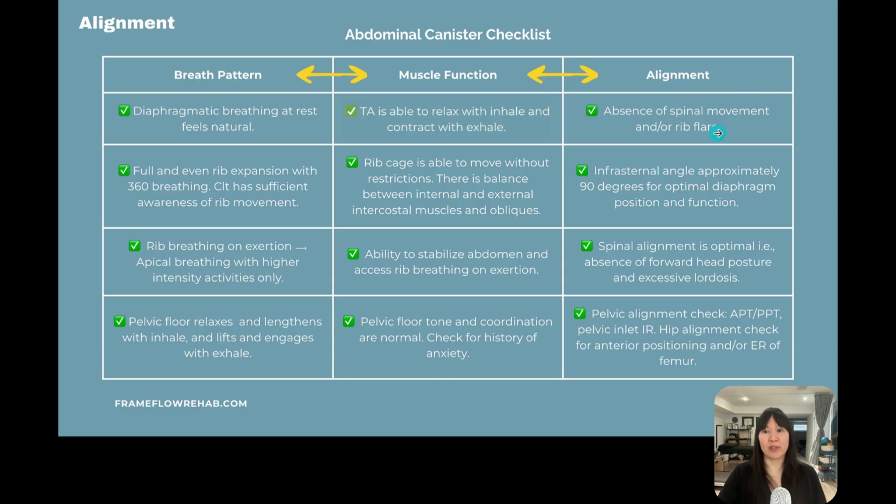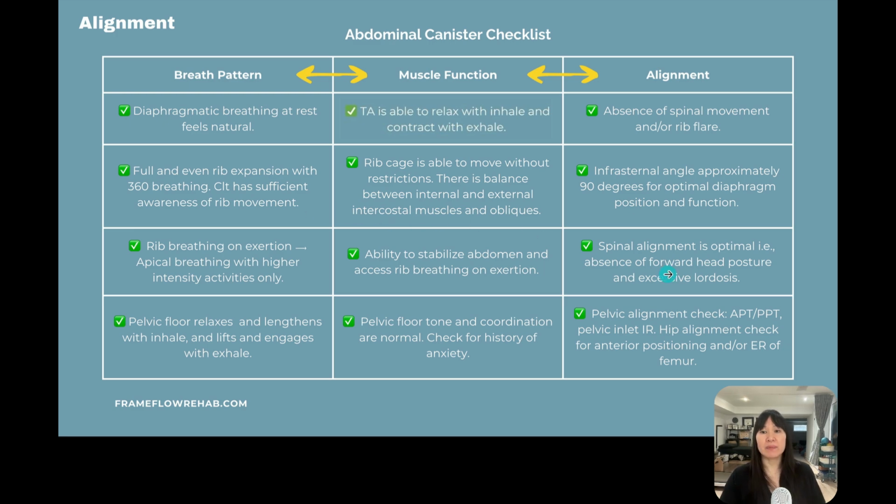We want to make sure that the ribs aren't flaring out. As I mentioned before, we really want to make sure we're getting that nice optimal infrasternal or subcostal angle to put the diaphragm in a great place for optimal function, right? And that relates back to that nice 360 breathing, that nice fullness in the rib cage all the way around.